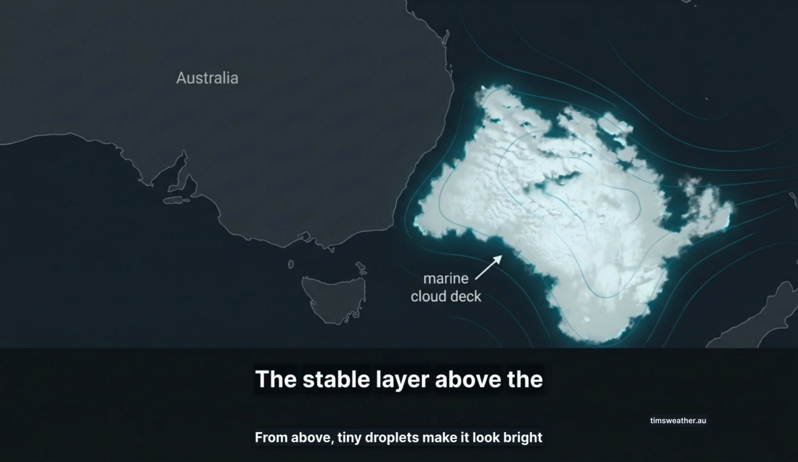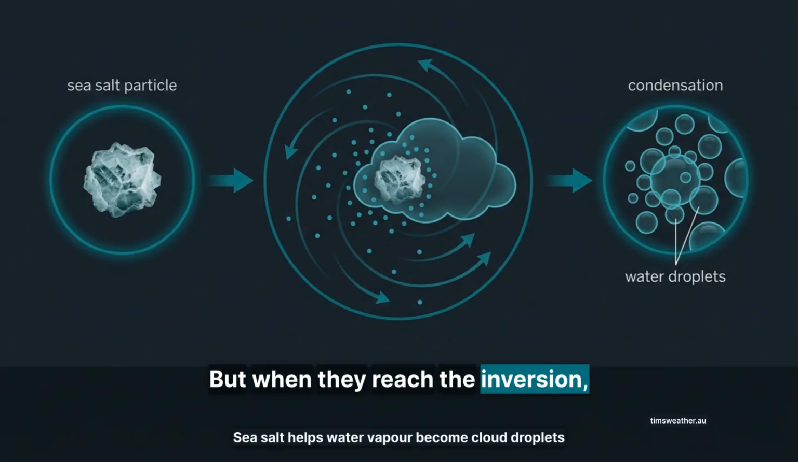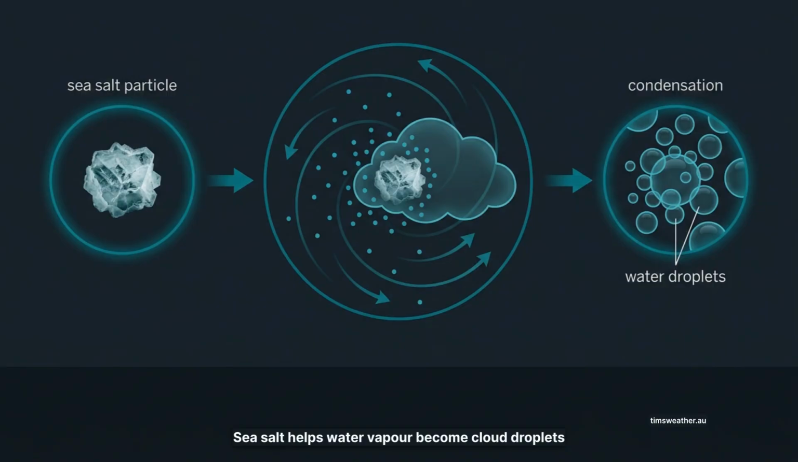The stable layer above the cloud is often a temperature inversion. That means the normal pattern is flipped, with warmer air sitting over cooler air. Air parcels rising from below cool as they lift. But when they reach the inversion, the air around them becomes too stable for strong upward motion. So the cloud flattens out.